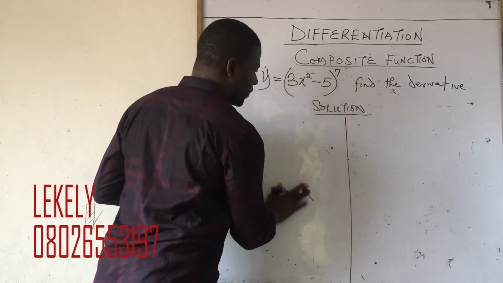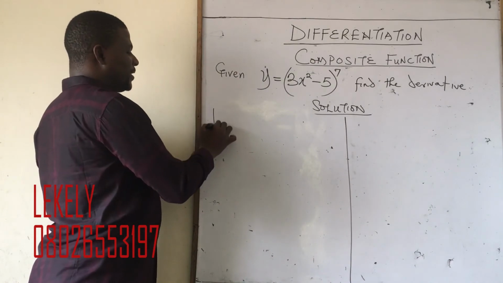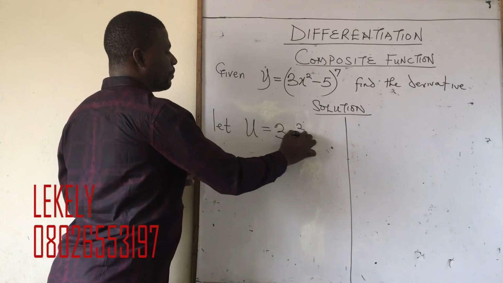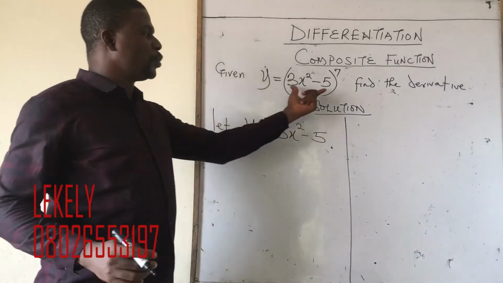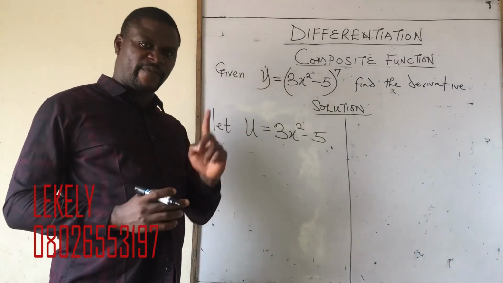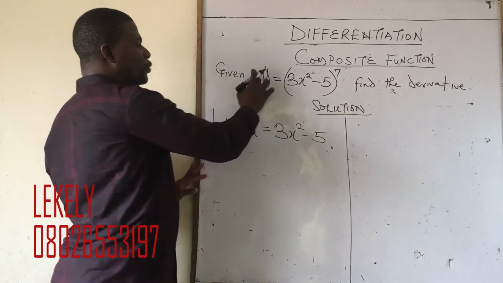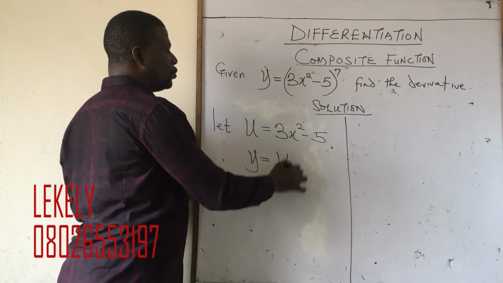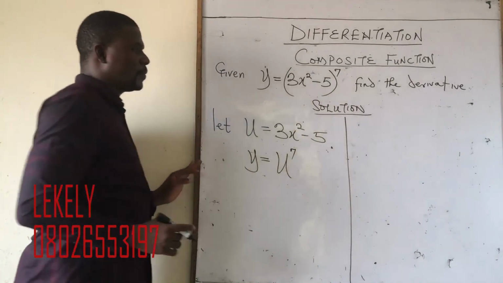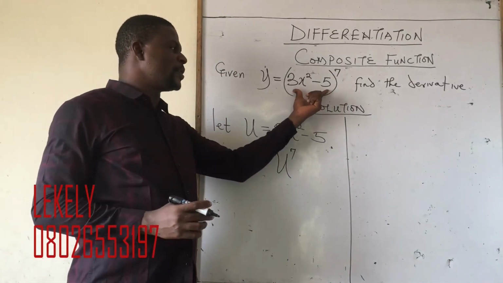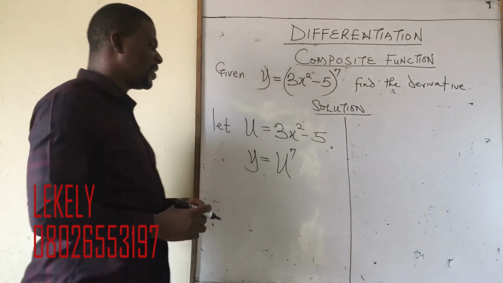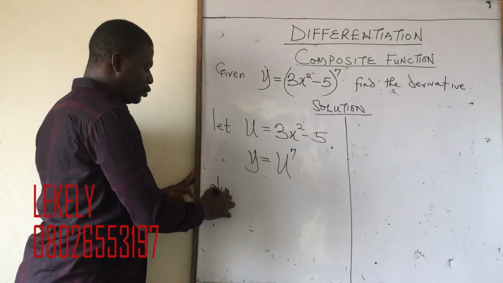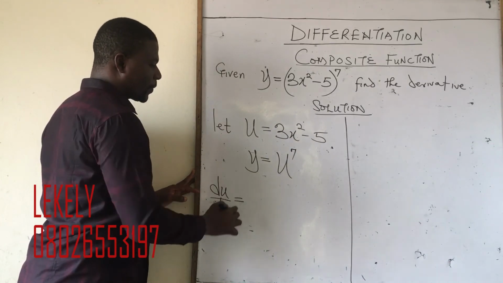So I can say, okay, let u be equal to 3x squared minus 5. Let u be equal to whatever that is in the bracket. That's the first step. Then the second step, you will rewrite the question. Y equals u raised to power 7. You see that? Because I've replaced this with letter u, I say u raised to power 7. Now in this first place, I have letter u and x, so I'll look for du dx.